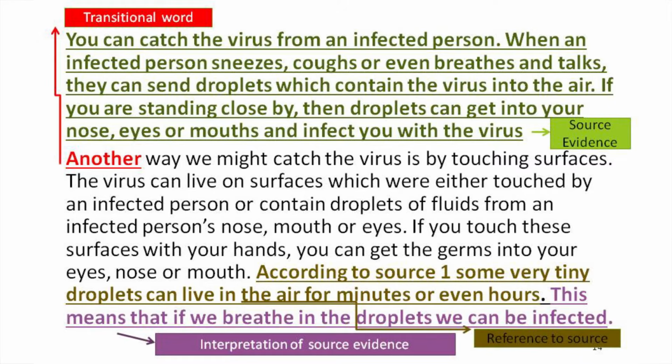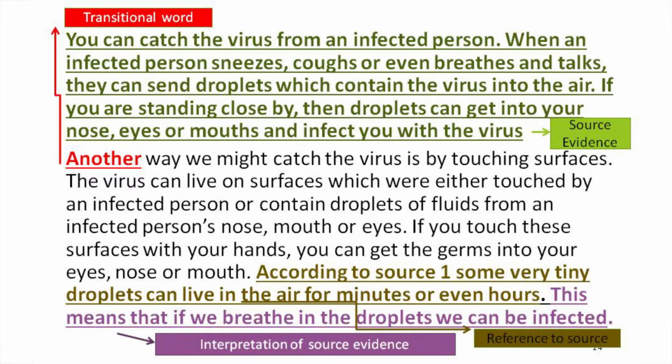Our writer also uses the word another, which is a transitional word. It signals to us that the writer is moving from one point to the next. There are many other transitional words that you could use. This is just one example. If we continue, we see where the writer says, according to source 1, some tiny droplets can live in the air for minutes or even hours.